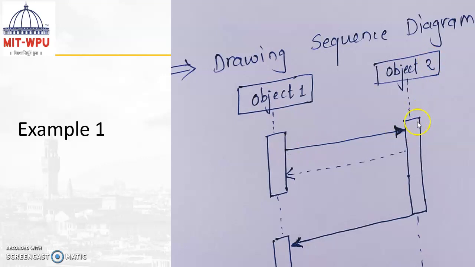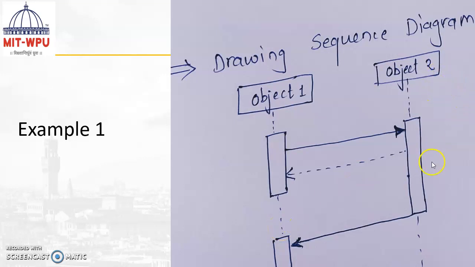Now, object 2 gets the message from object 1, and as this is synchronous message passing, object 2 needs to send a reply message that we can represent with a dotted line. So now object 1 focus of control is done, but still object 1 is alive, and that we can represent using a lifeline.